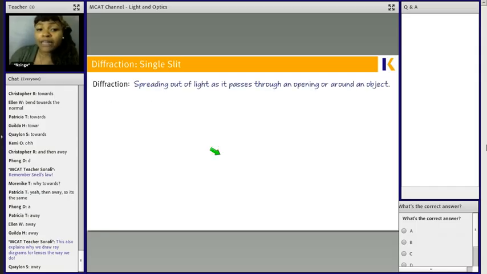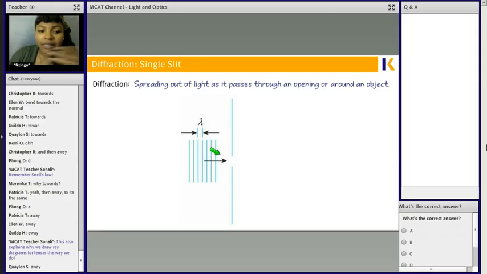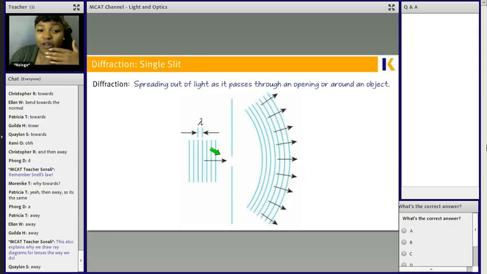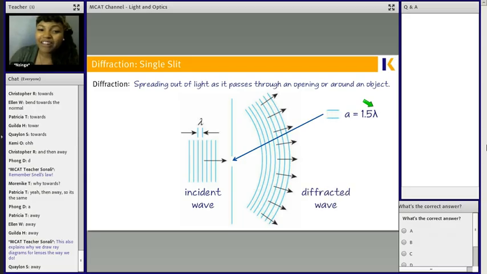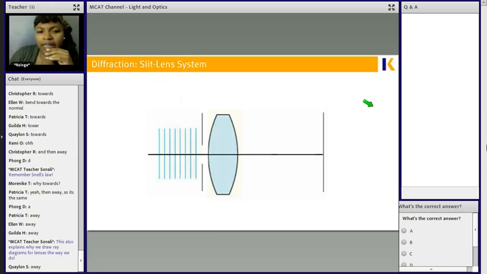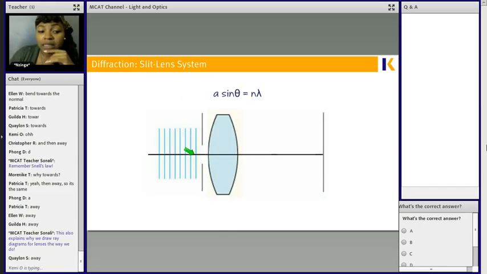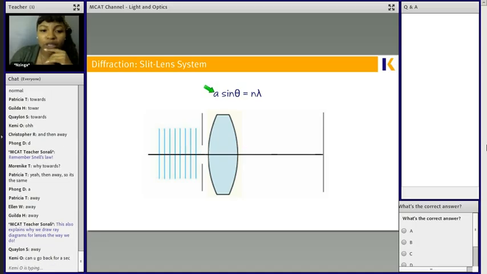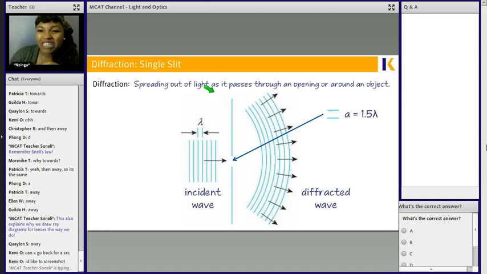So here we have the idea of what happens when it's going through a single slit. Here you have the single slit, and you'll note that the light rays are going to diffract as they go through a single slit. You can see here we have the aperture of the slit, which is 1.5 angstroms. The light rays are going to spread, and you'll see that diffracted wave as it goes through that slit. Then if we take a look at a single slit and send it through a lens, we have an equation that we can utilize for that. And if you want to take a screenshot of this, you can.